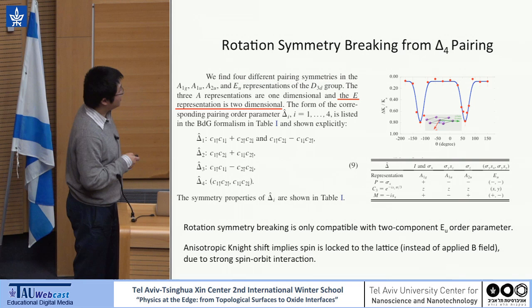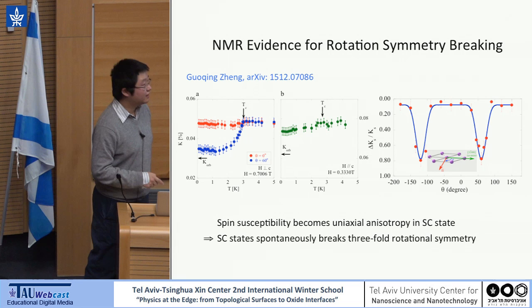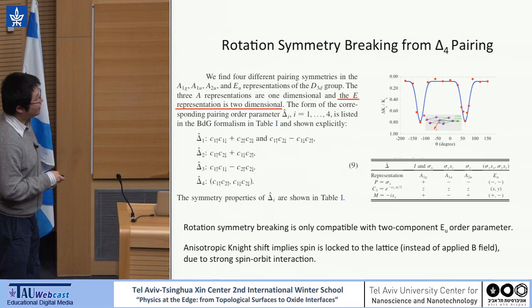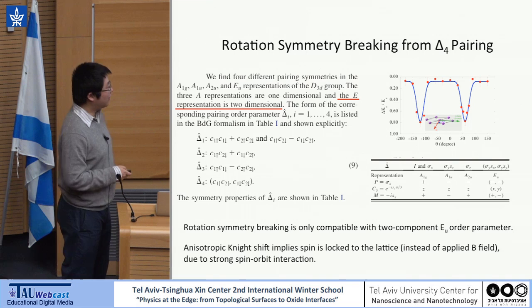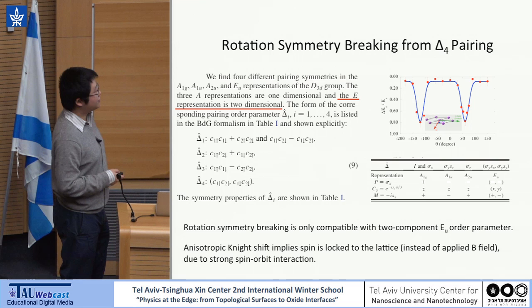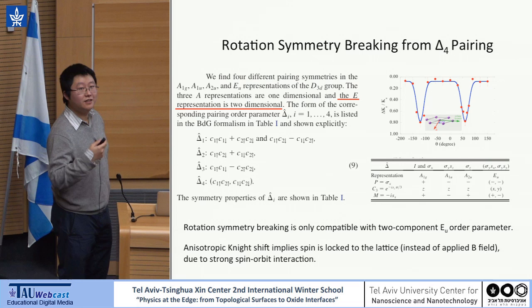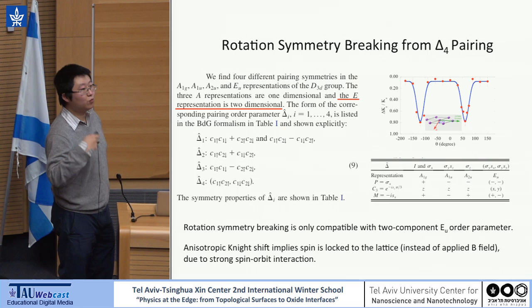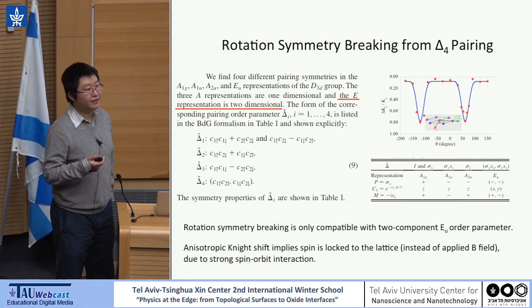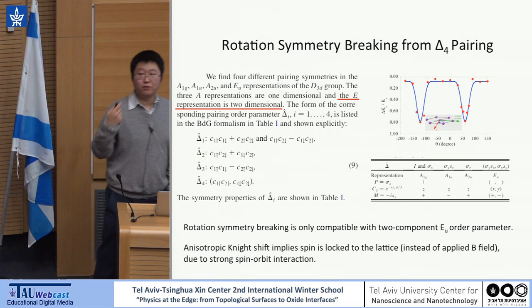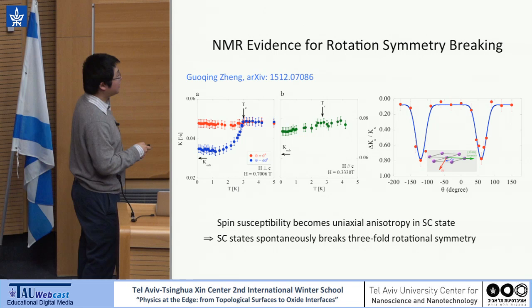Also, the fact that the spin susceptibility becomes anisotropic implies that the spin of the Cooper pair is locked to the lattice instead of the applied field. And this is only possible due to the spin-orbit interaction. In the absence of spin-orbit interaction, even for triplet pairing, the spin of the Cooper pair would follow the magnetic field, so that as the field rotates, the superconducting order parameter also rotates with it. That would restore the rotational symmetry in the measurement. That is believed to be, for example, what's happening in strontium ruthenate, where people don't find any change in Knight shift irrespective of the direction of the magnetic field. So here, the situation is fundamentally different. I should mention that this anisotropic NMR Knight shift has never been seen in any other superconductor.